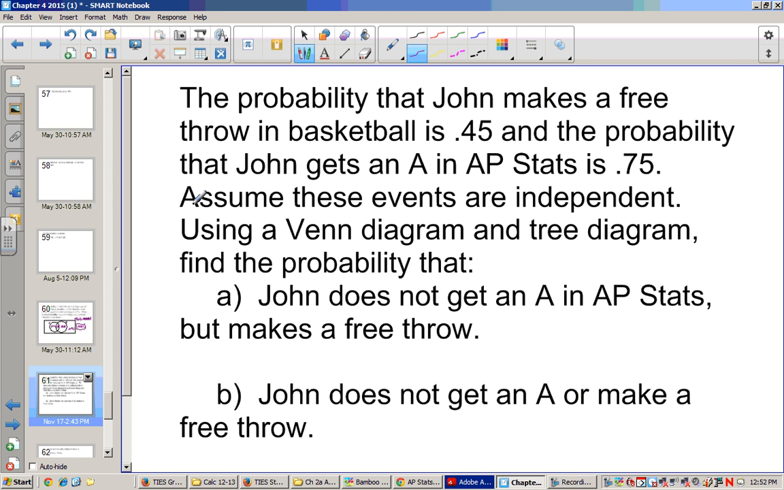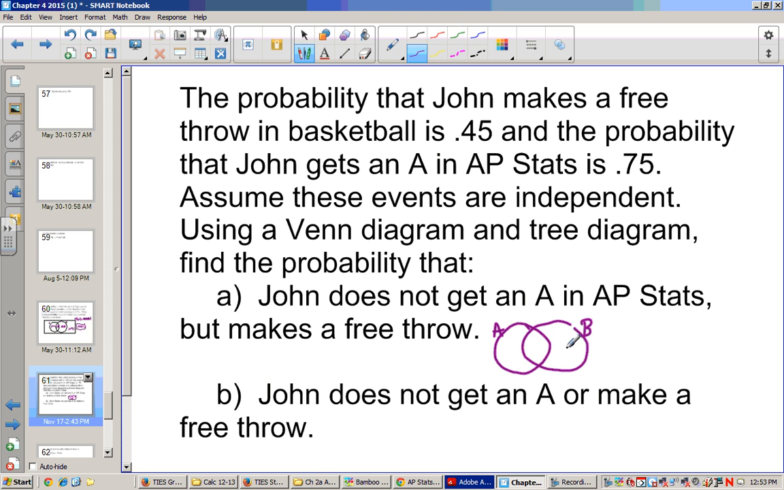All right, now it says the probability that John makes a free throw in basketball is 0.45. The probability that he gets an A on the AP stats test is 0.75. Assume that these events are independent. Now, using a Venn diagram and a tree diagram, find the following. John does not get an A in AP stats, but makes a free throw. So if I wanted to do a Venn diagram, this would be getting an A, and this is basketball. So if he does not get an A, it's outside of this, but he makes a free throw, so it's inside of basketball.